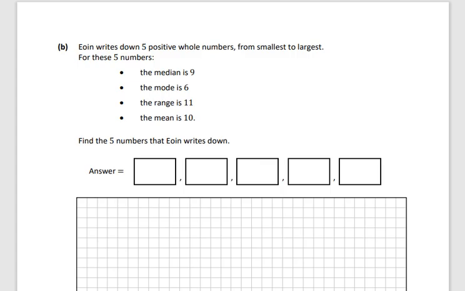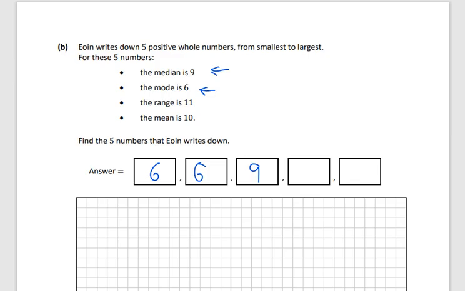Part B. The mode is 6. If the mode is 6, then 6 has to appear at least twice. And then the median, because the median is the middle number, that has to go in the middle. So 9, and then we have to have two 6s.